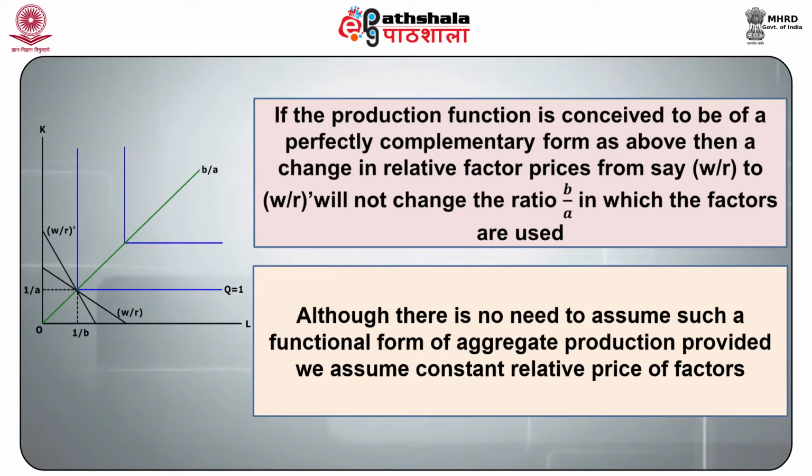Although there is no need to assume such a functional form of aggregate production, provided we assume constant relative prices of the factors. The ninth assumption is that the implication of constant returns to scale along with fixed proportion of factors implies a constant capital output ratio as well as a constant labor output ratio over time. The constancy of the capital output ratio is a very important assumption of Harrod's model.